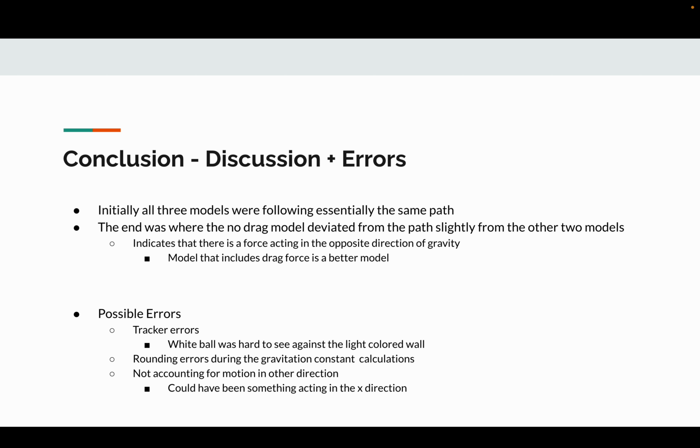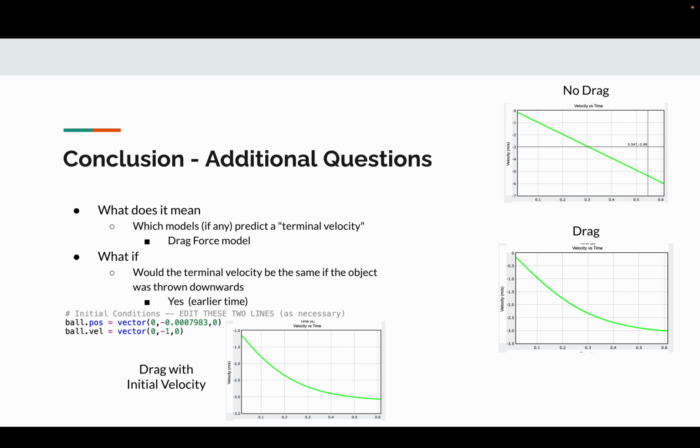Some possible errors include Tracker errors since when trying to do the point mass function, the white ball blended into the background, making it harder to pinpoint the exact location of it. Also, rounding errors and not accounting for motion in the x direction were all factors in possible errors in this experiment. Some additional questions that may be asked are, which model predicts the terminal velocity better?